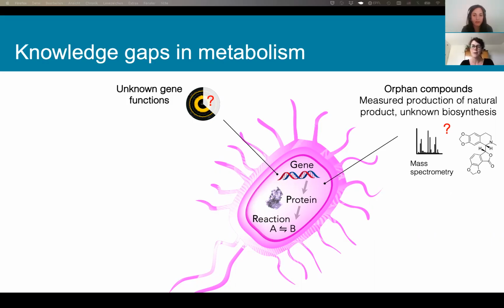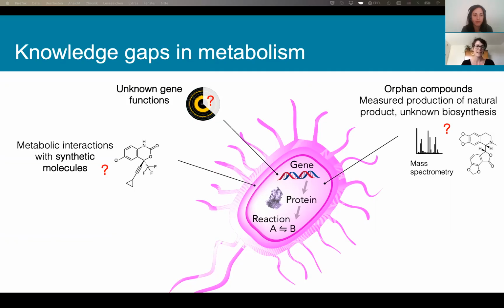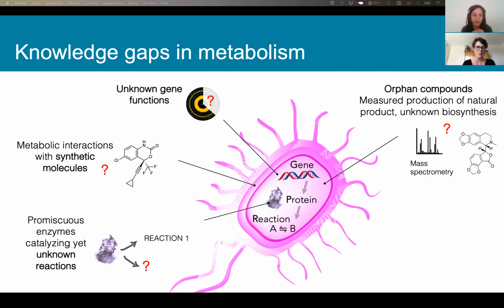These orphan compounds are molecules that are produced in nature, but we don't know how they are produced. So we can measure them with mass spectrometry, but we don't know what the synthesis pathways of these molecules are. Then there are also metabolic interactions with synthetic molecules. For example, drugs or pesticides, industrial chemicals, pollutants, they can end up in the environment where they're chemically transformed by microorganisms, but we don't know how they are transformed.